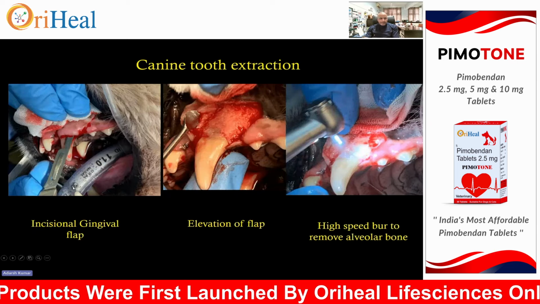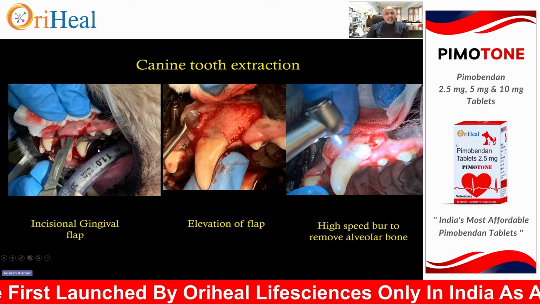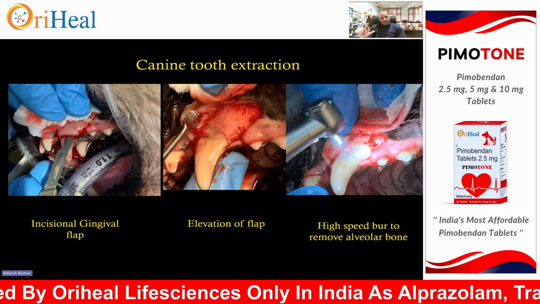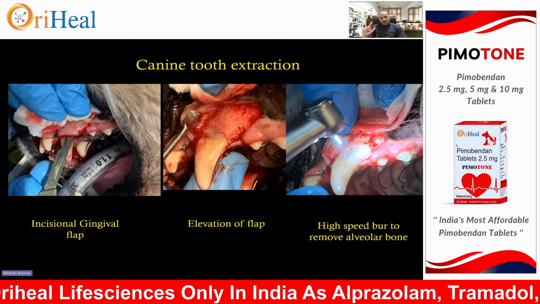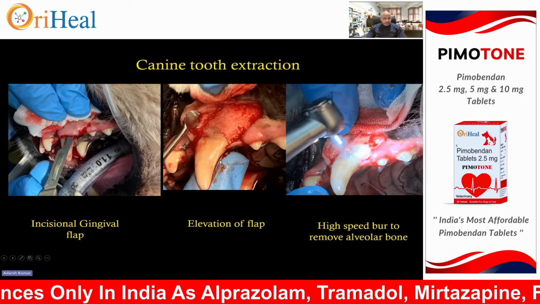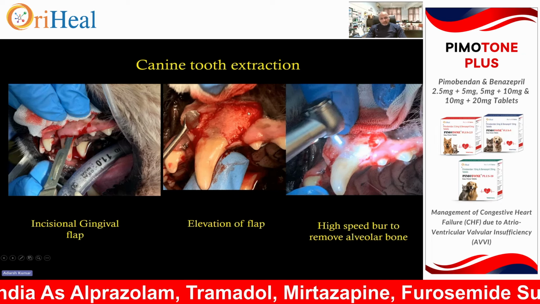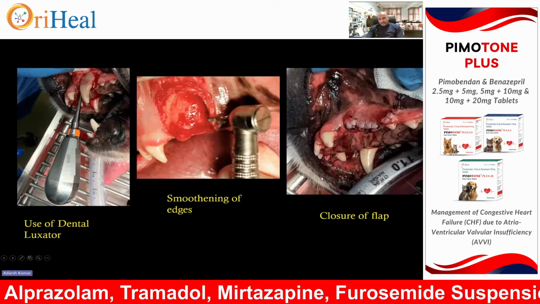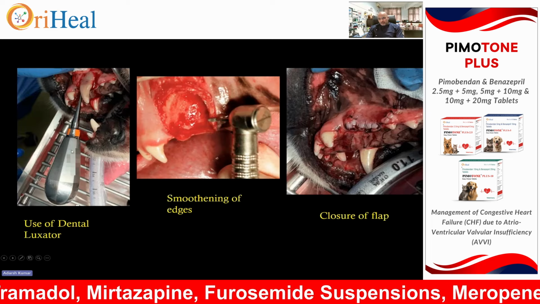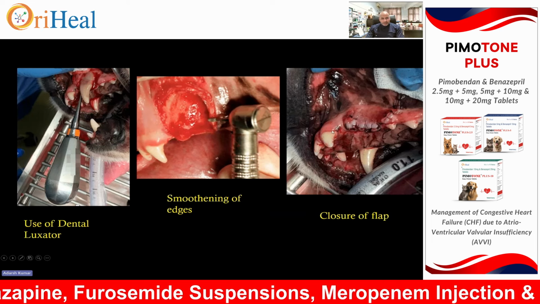So this is the canine tooth extraction. In the canine, you have a single root. Canine is the biggest tooth, and until and unless it is much affected, it cannot be easily taken out. You have to do a good bit of alveolectomy here. So an initial incisional gingival flap is made here, cut it, and then you release and elevate the flap, right? And then a high-speed burr is used to remove the alveolar bone. Then you use the dental luxators here, smoothen the edges, and you close the flap.